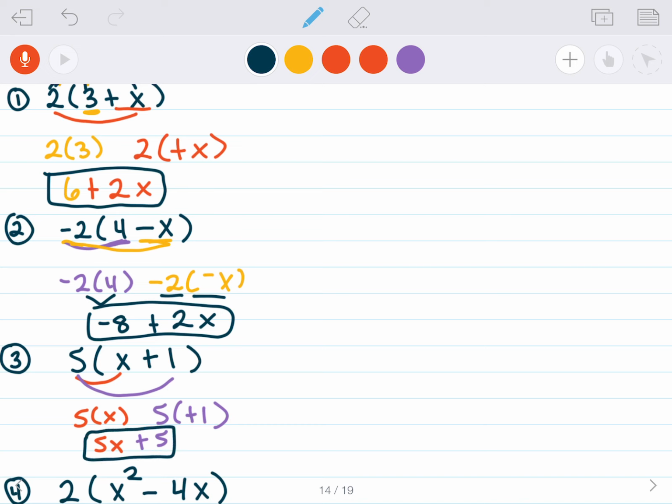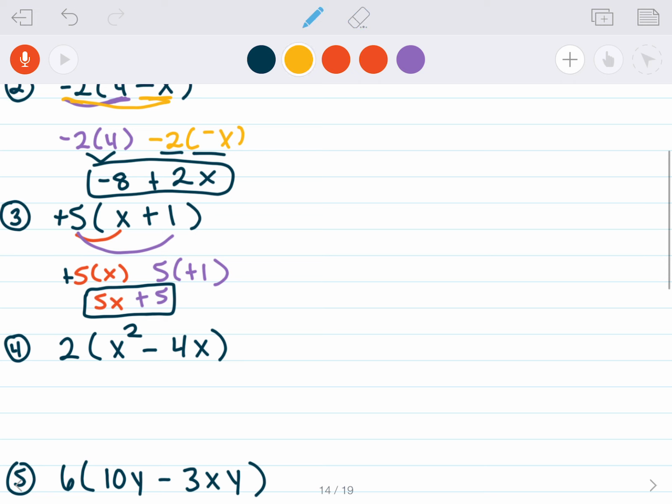Now, notice that I'm not putting a plus sign in front of the 5x, because it's not necessary unless it's our second term. I would have had to put the plus here. If I didn't put the plus there, it would literally just be 5x 5, and it's like, well, what do I do with the 5? I don't know. So that's why we have to put the plus there.